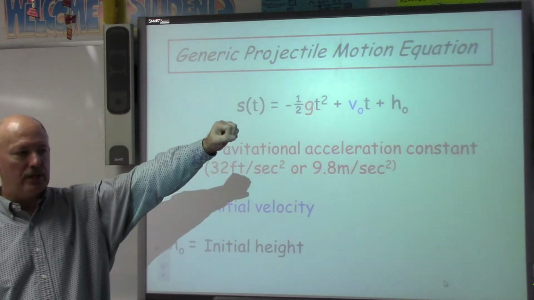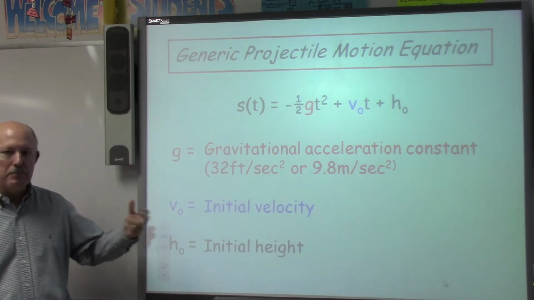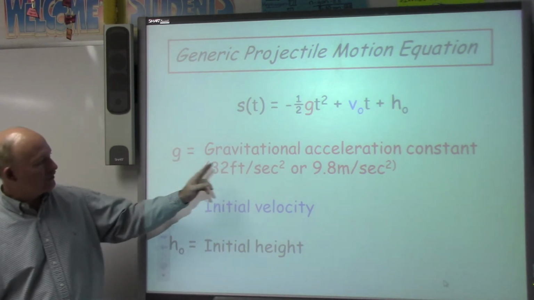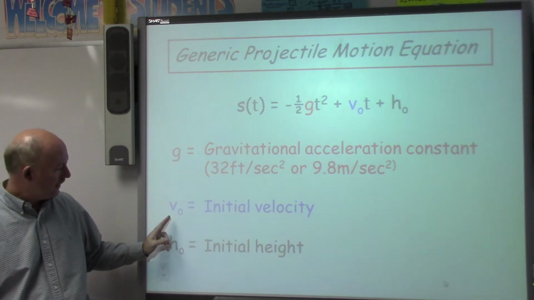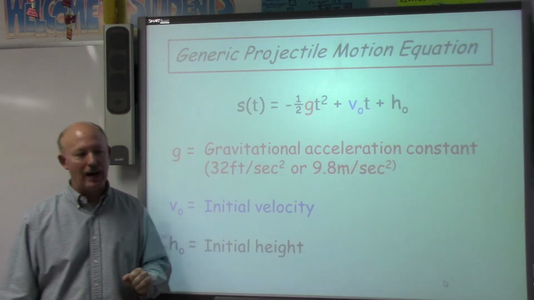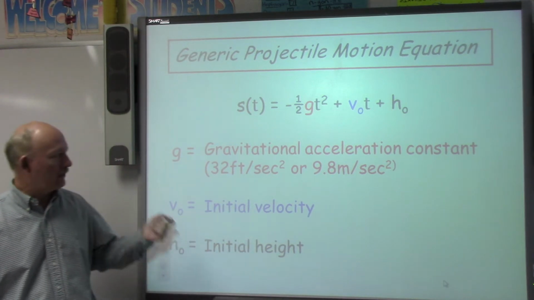If you're dropping an object off a building, that would be a projectile motion problem. Once again, g is your gravitational acceleration constant, either 32 feet per second squared or 9.8 meters per second squared. V sub 0 represents your initial velocity, h of 0 represents the initial height. Students that have had any physics have probably done quite a bit of work with this projectile motion equation before.